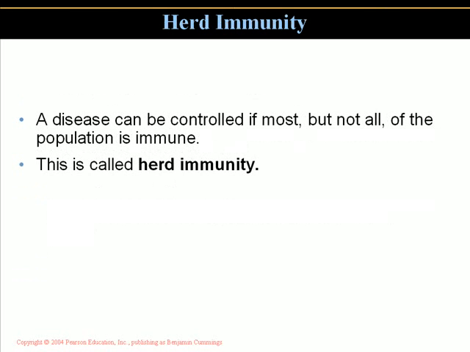A disease can be controlled if most, but not all, of the population is immune. This is referred to as herd immunity. Now again, I should rephrase that: a disease is controlled if most of the population is indeed immune to the organism or the infection. It doesn't have to be all of the population that's affected.